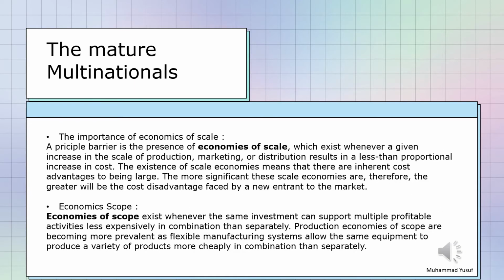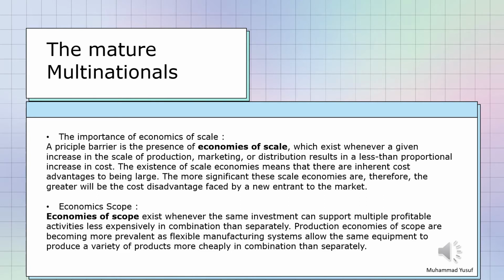The importance of economies of scale. A principal barrier is the presence of economies of scale, which exist whenever a given increase in the scale of production, marketing, or distribution results in a less than proportional increase in the cost. The existence of scale economies means that there are inherent cost advantages to being large. The more significant these scale economies are, the greater will be the cost disadvantages faced by a new entrant to the market.